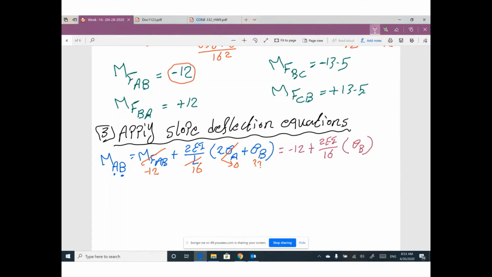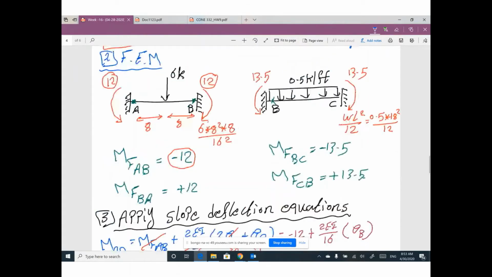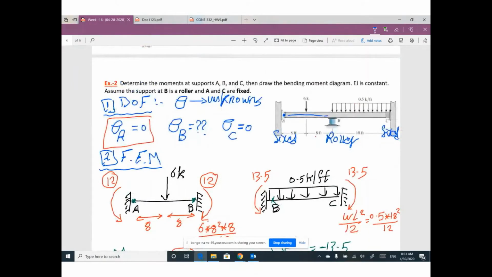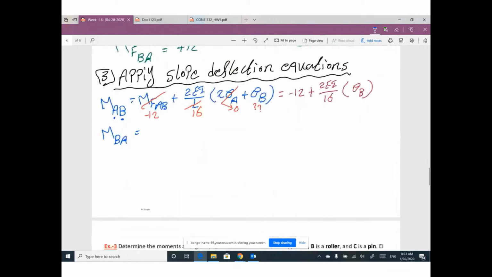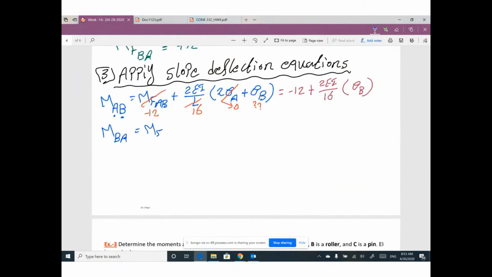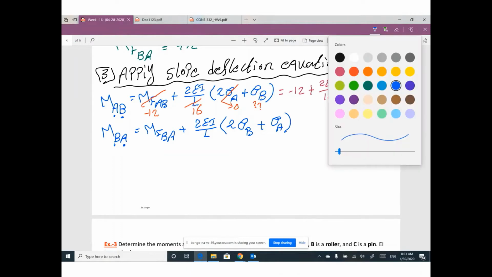One more time, I'm looking for MBA. We're still on this member, AB, but I'm talking about this side. MBA will be M fixed BA plus 2EI divided by L times 2 theta for the first point, B, plus theta for the second point, A. Go ahead and put your number.